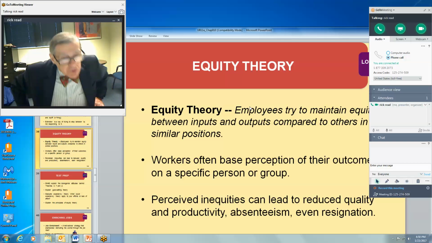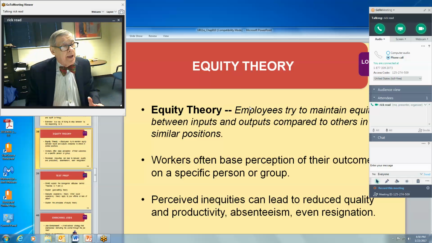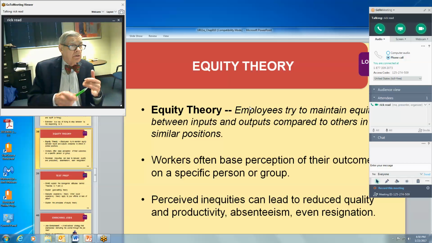So if we have a perceived equity, everything's good. If we have a perceived inequity, then the employee is going to do one of several things, none of which has a good outcome. He or she is going to stop doing what they're doing because it's inequitable.